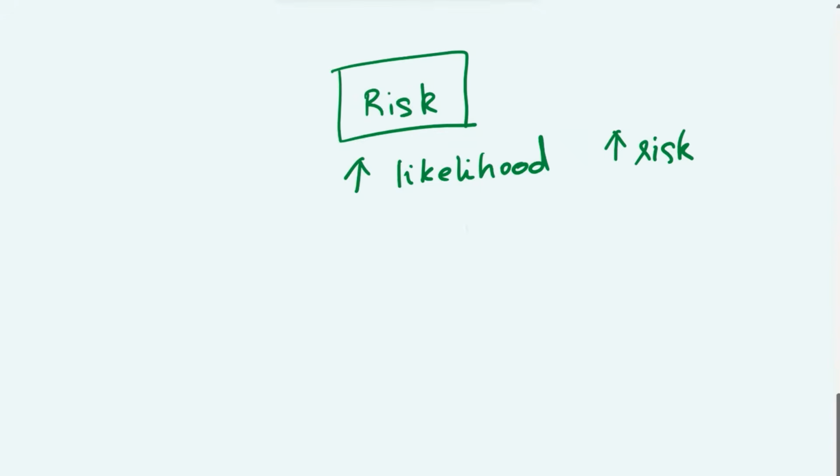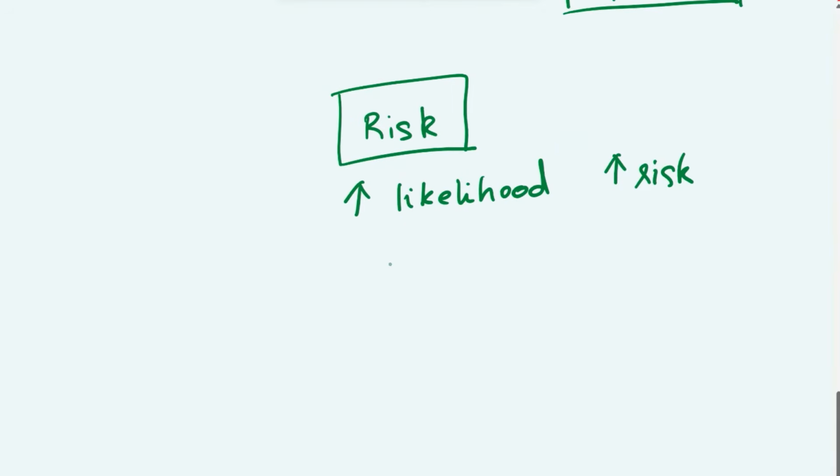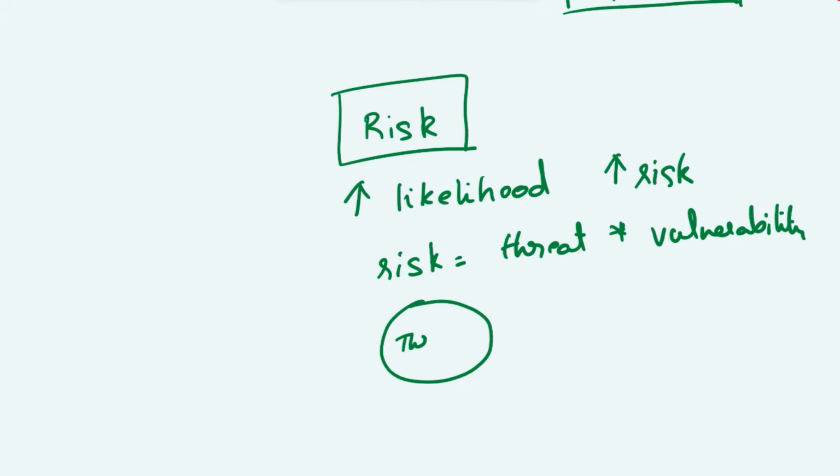This relationship can actually be expressed in a formula, that is, risk is equal to threat multiplied by vulnerability. That is, if this is the threat and this is the vulnerability, then this portion is the risk. Therefore, reducing either the threat agent or the vulnerability directly leads to a reduction in risk.